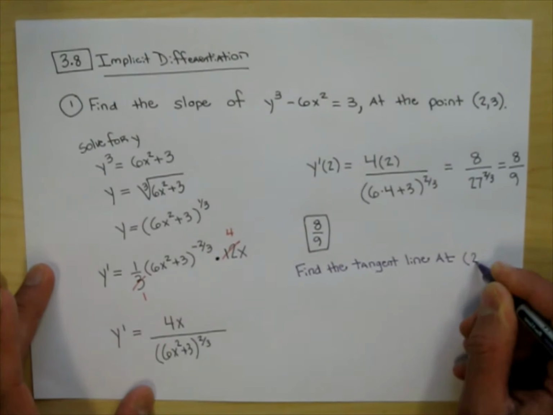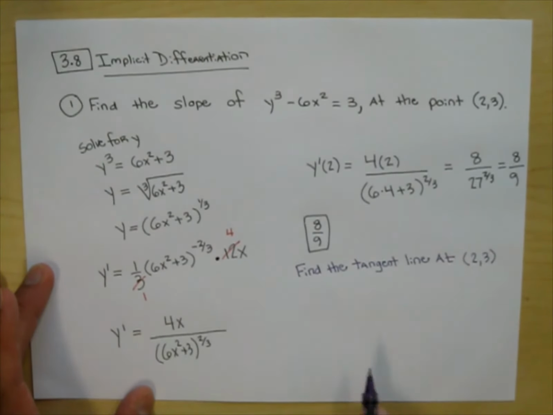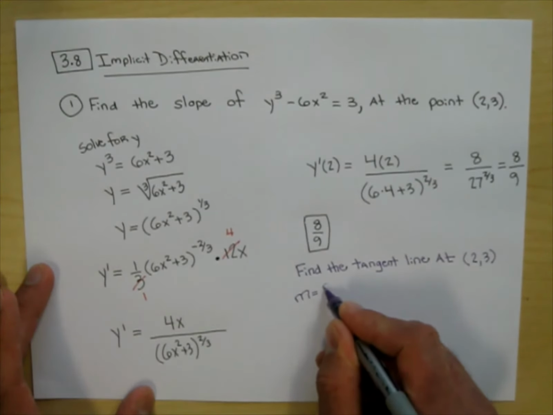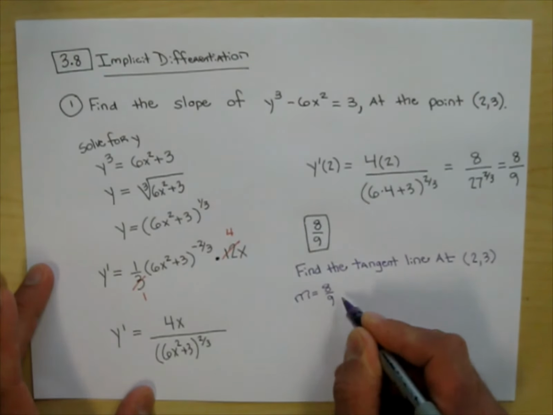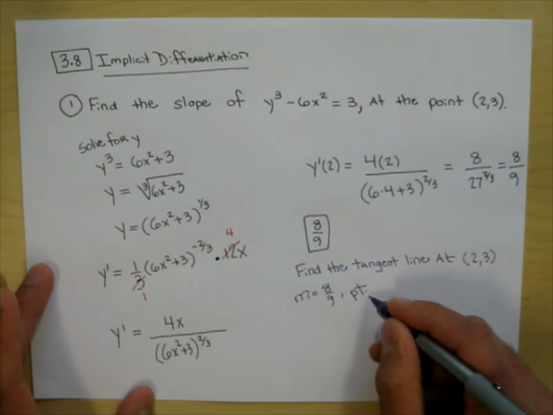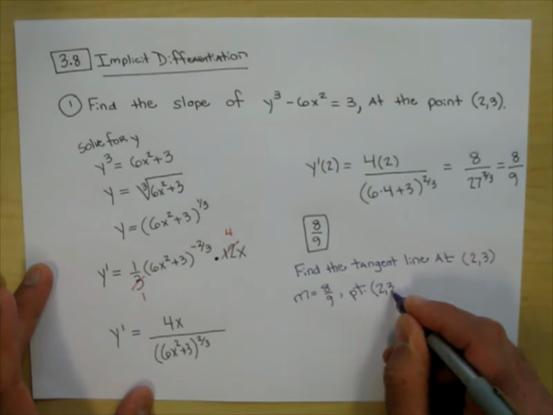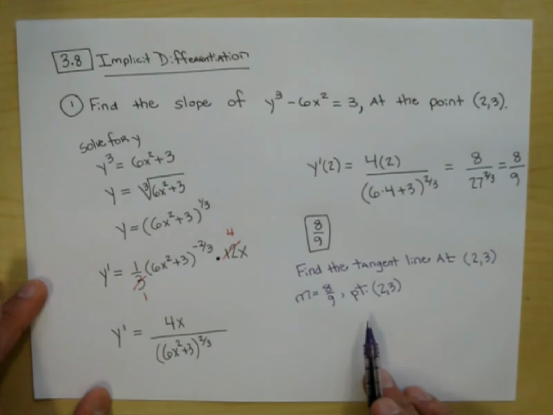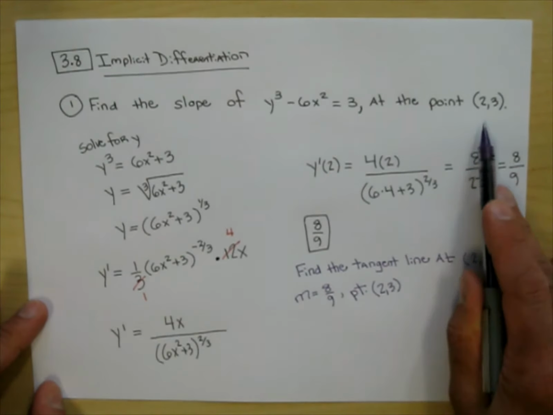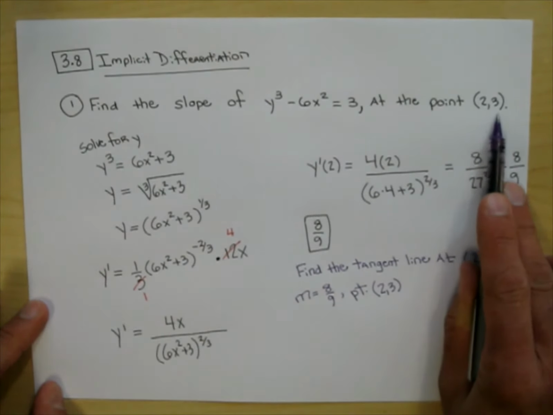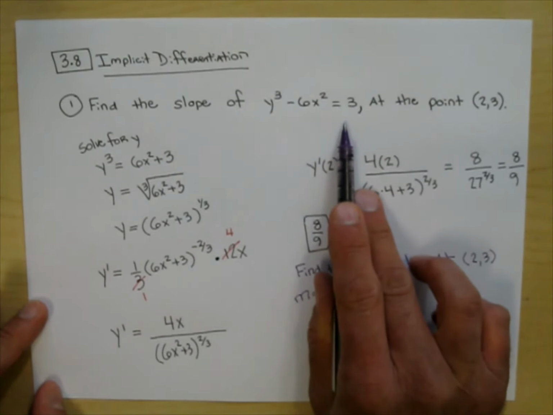At (2, 3). Well, look at this. I have a slope of 8/9, and I have a point (2, 3). And for all you paranoid people who have trust issues, maybe right at the beginning, you probably wanted to see if this point was on here.